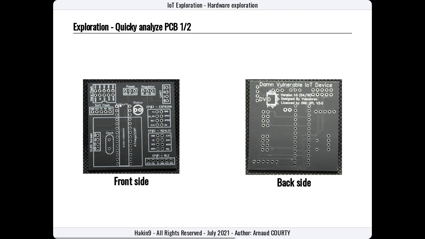At the rear, you can see the name Damn Vulnerable IoT Device. This object is in version 1.0 from April 2019 and is under GNU GPL licensing. The designer is Vulkan. You can, right now, try to Google all the information.